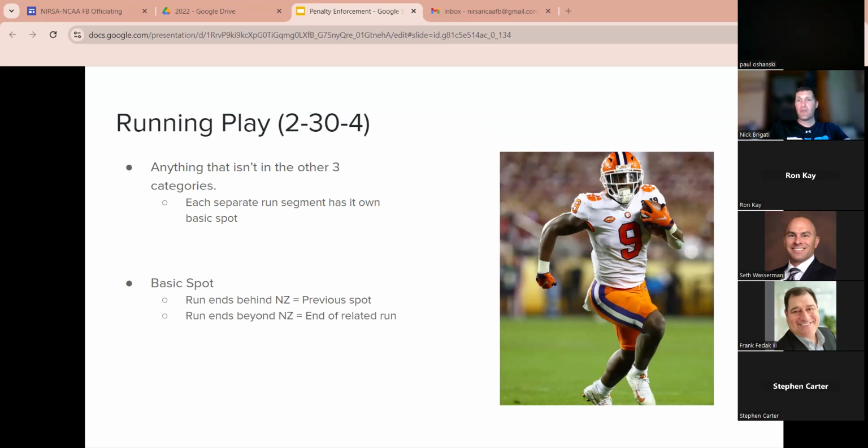The running plays beyond the neutral zone are our most likely time that we have to utilize the 3-and-1 principle, which I'll talk about in a minute when it comes to enforcement, because as a general rule, 3-and-1 does not really apply behind the neutral zone on contact fouls.